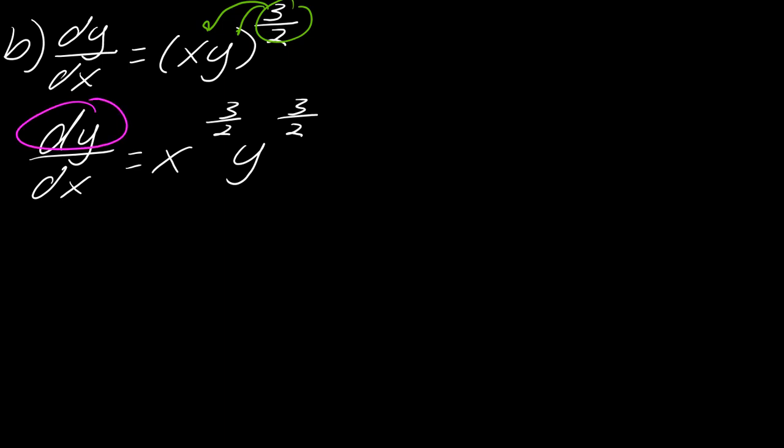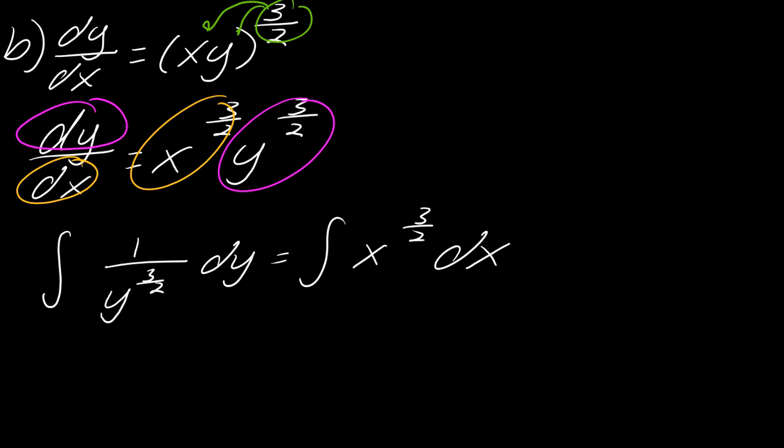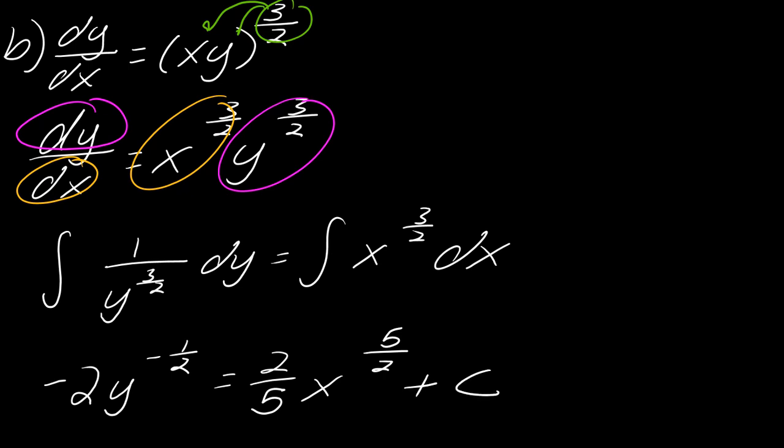So the y's are going to go together, and the x's are going to go together, and we're going to integrate. This will be 1 over y to the 3/2 dy, and on the other side this will be x to the 3/2 dx. Remember, you're dividing both sides by y to the 3/2, so that's why this turns into this fractional piece. Now if I do my integration, this will give me -2y to the -1/2. I like putting everything in its exponential form, and then this will be 2/5 x to the 5/2 again plus c. So that's as far as you can go with that one.